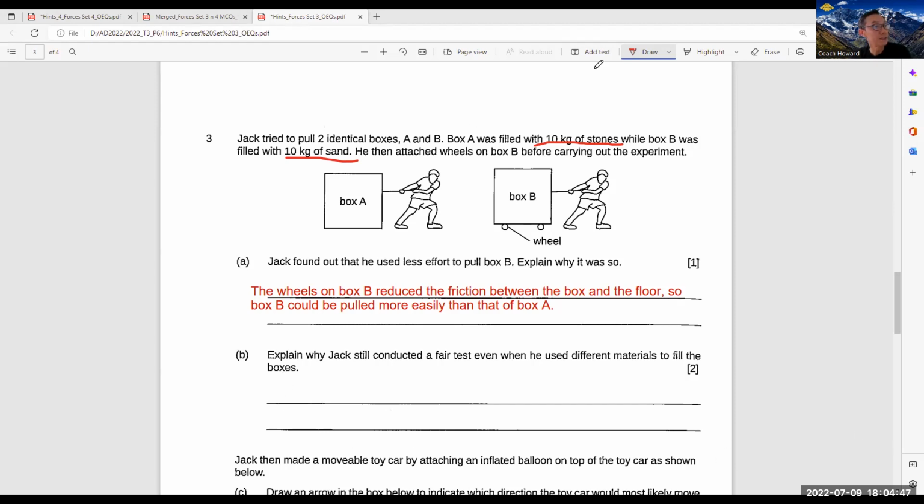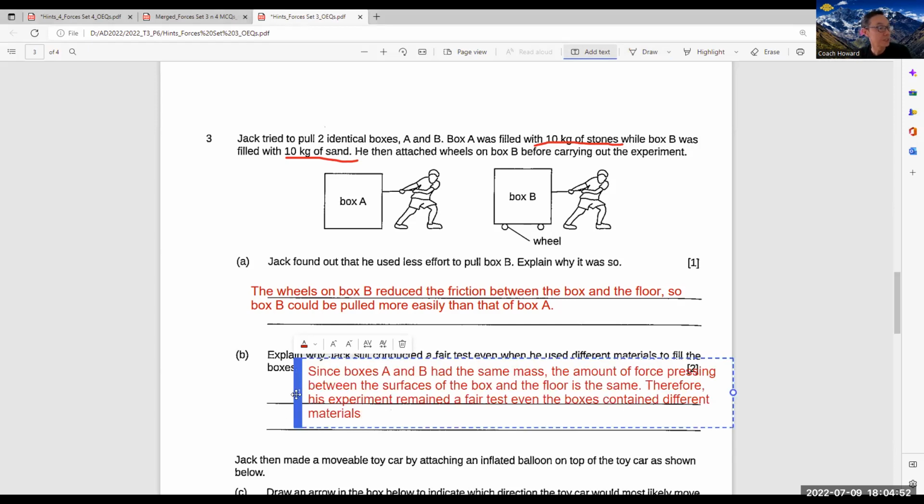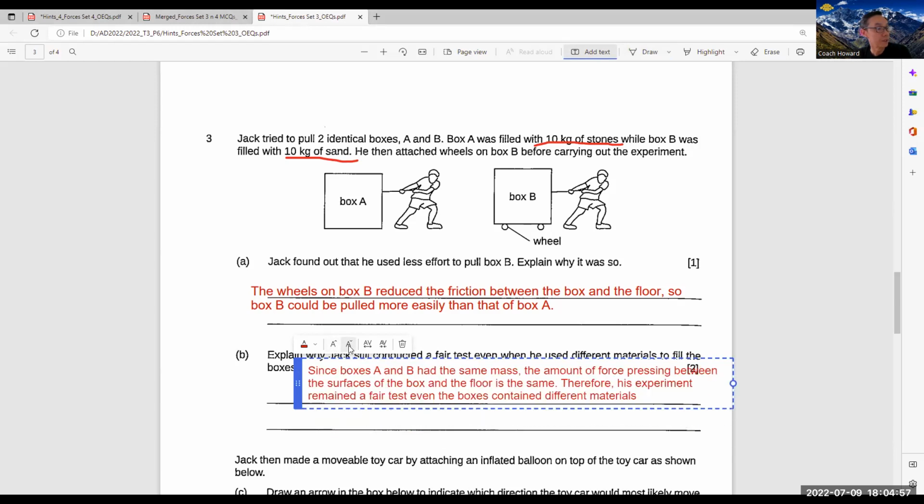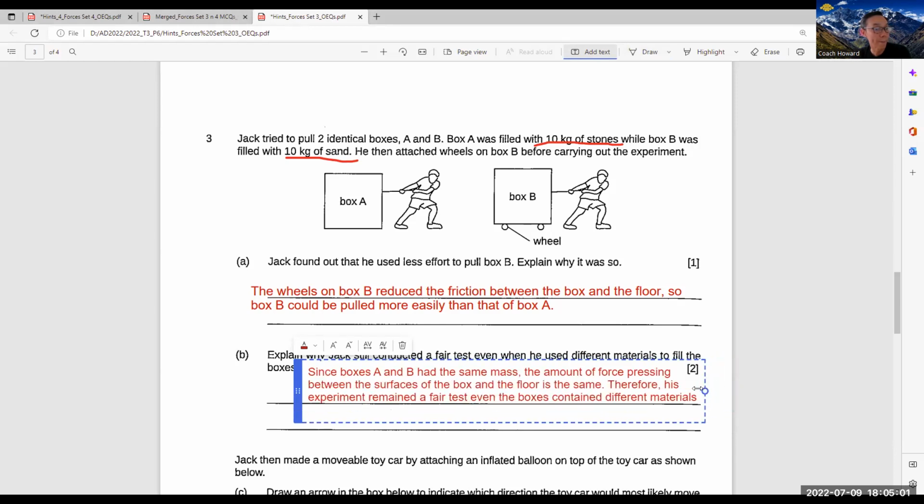Okay, for this one, make it smaller. I try to squeeze it here, this part. Since box A and B had the same mass, the amount of force pressing between the surfaces of the box and the floor is the same. Therefore, the experiment remained a fair test, even though the boxes contain different materials. It's not the material that counts, it's the mass.